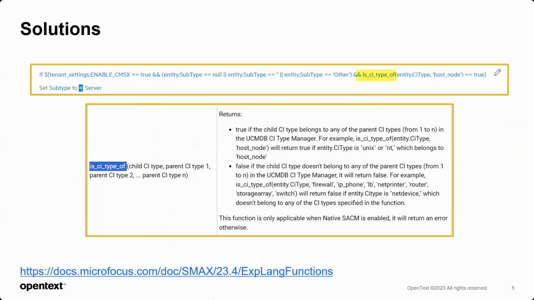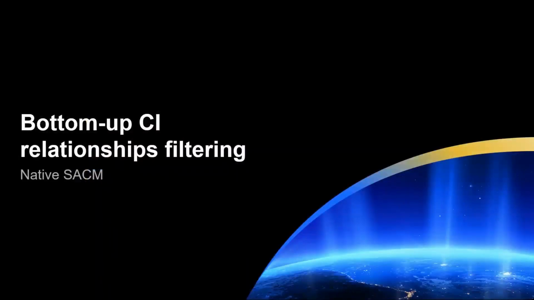Okay, let's move on. Let's move to the second part, bottom-up CI relationships filtering. Firstly, let's check the business values. Sometimes, the VM has crashed, and then we also want to know which services are impacted by this crashed VM.